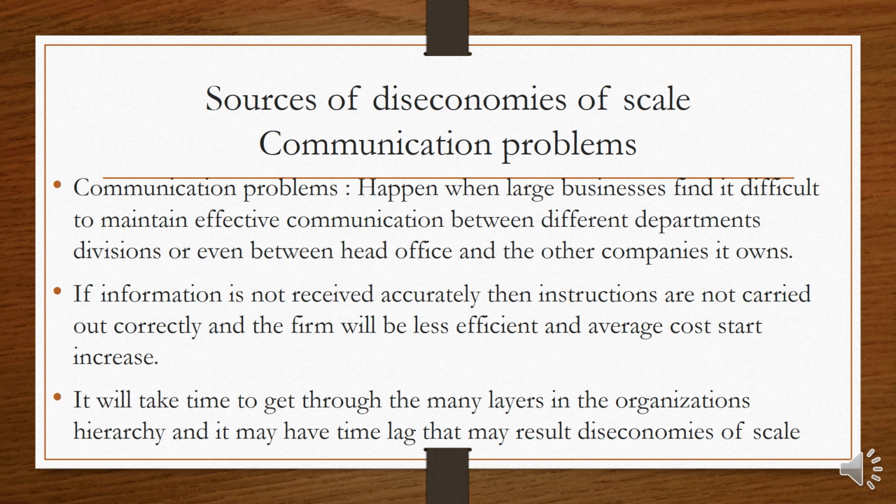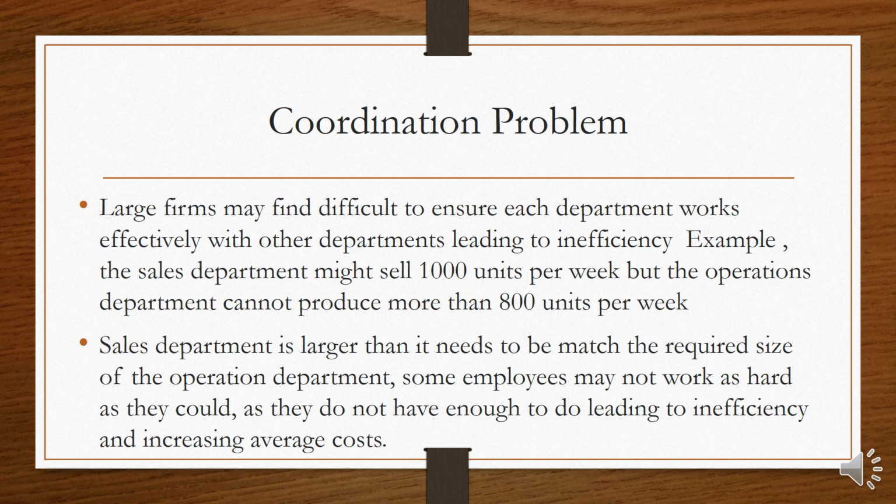Then we can say coordination problem. Large firms may find it difficult to ensure each department works effectively with other departments, leading to inefficiency. For example, among the departments there is a clash, an opinion clash or some other clash, so automatically what will happen? They are not coordinated well. For example, the sales department might sell 1000 units per week, but the operation department cannot produce more than 800 units per week. Understood the problem? They are producing only 800, but the sales department is ready to sell 1000 units. So that is the inefficiency, isn't it?